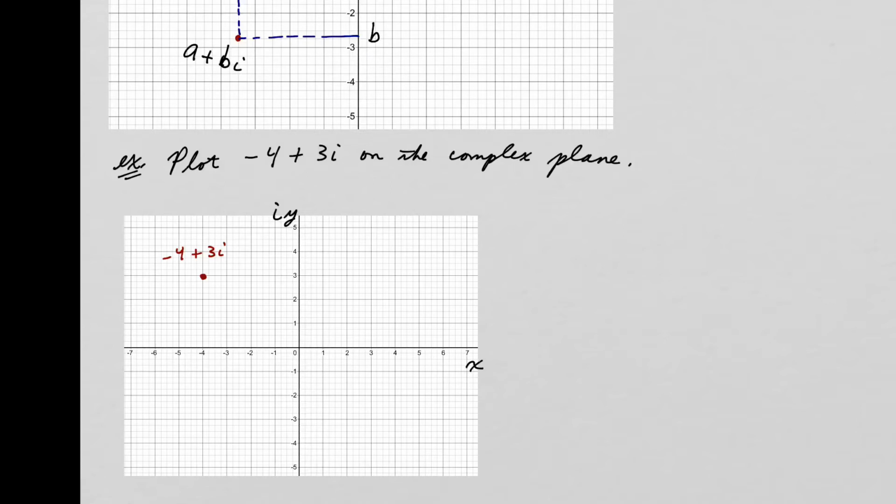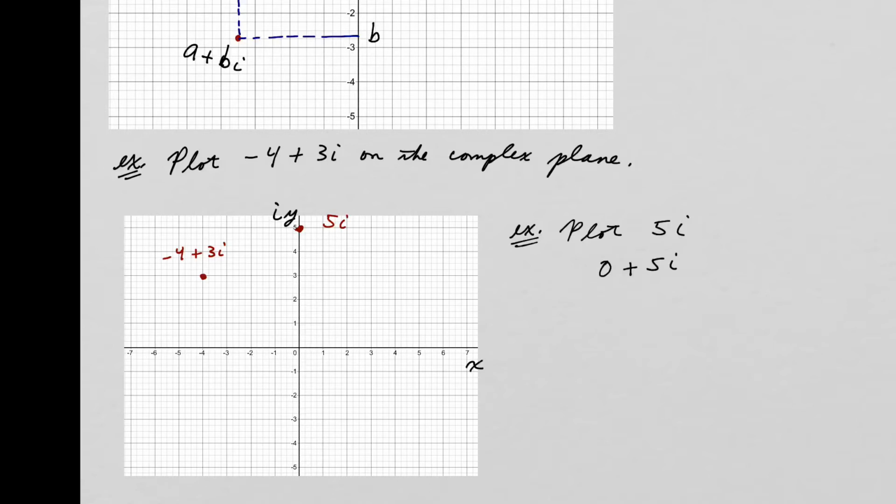Let's say I wanted to plot, let's squeeze in another example here. Let's say I want to plot just the imaginary number 5i. Well, you can think of this as the real part is 0, right? So it's 0 plus 5i. So I would move 0 on the x, that's the real number part is 0, and then up 5 on the y, and this would be the point right here. So this would be 5i.